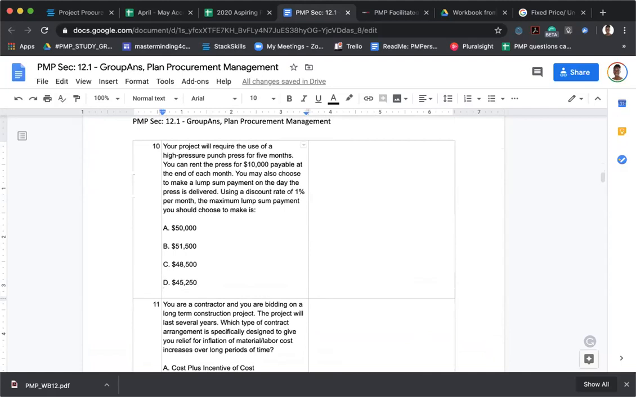Your project will require the use of a high pressure punch press for 5 months. You can rent the press for $10,000 payable at the end of each month. You may also choose to make a lump sum payment on the day the press is delivered, using a discount rate of 1% per month. The maximum lump sum payment you should choose to make is, all right, so 5 months, so 10,000 times 5, 50,000.